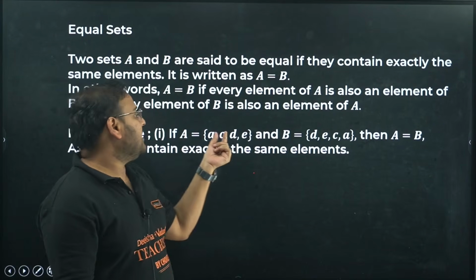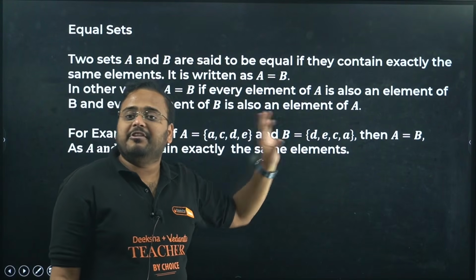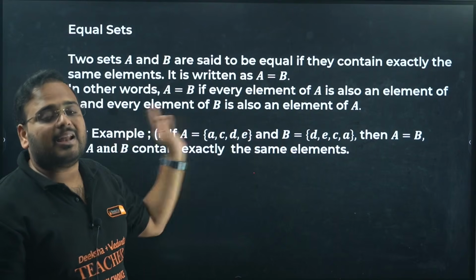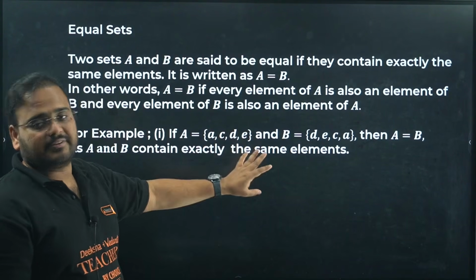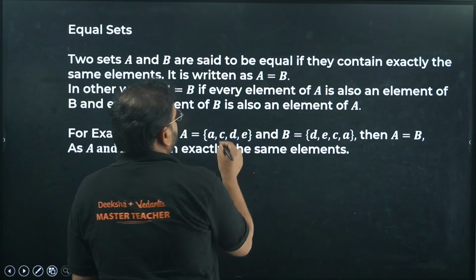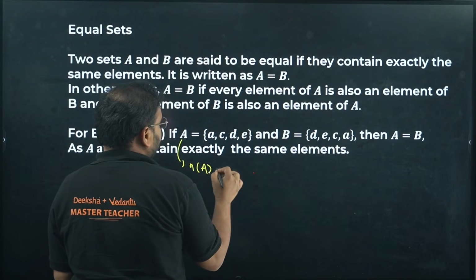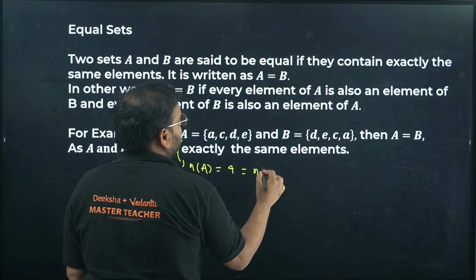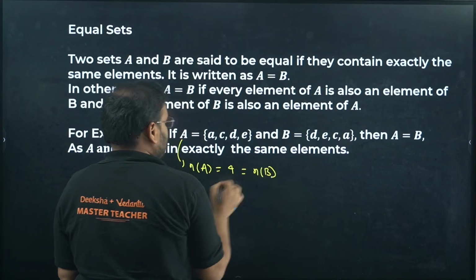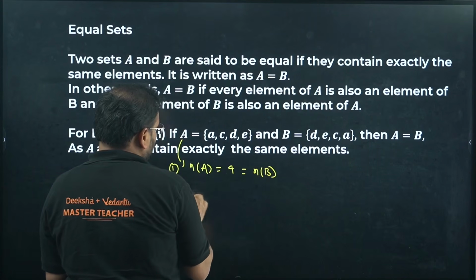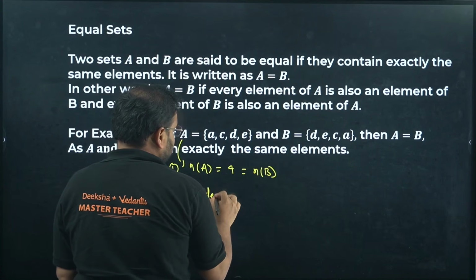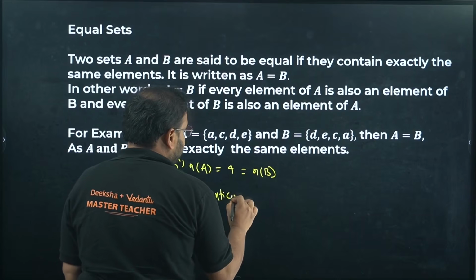Example, you check A, C, D, E and D, E, C, A. The way we are writing, the arrangement might be different, but the elements are how many over here? If you ask, so n of A is, sir, 4, and check carefully, this is equal to n of B. This is the first statement, and also they are identical elements.